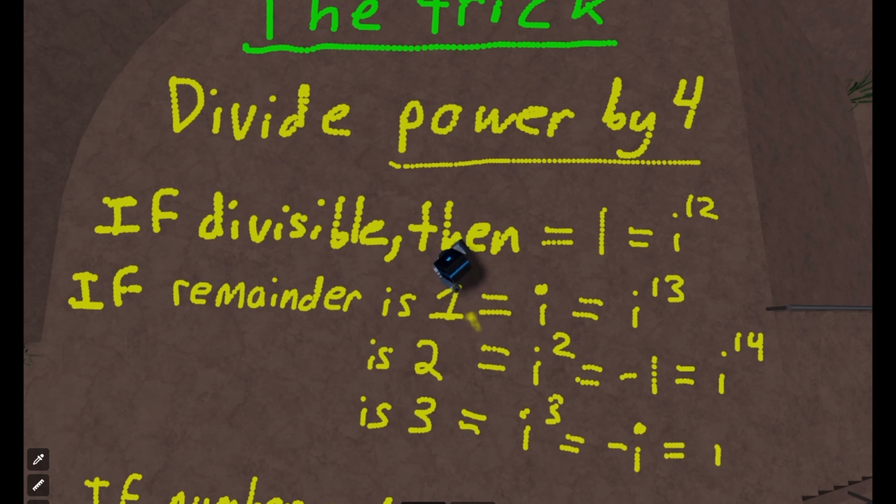And if we have i to the 15th now, well, 15 divided by 4 yields a remainder of 3, so it's equal to -i. How can you find what the remainder is if you do this on a calculator?